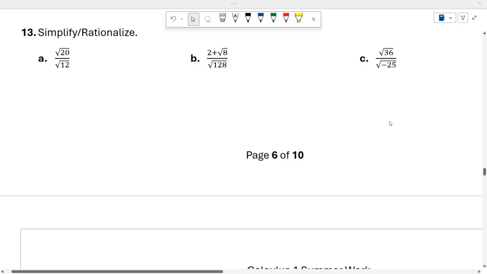Hello and welcome back to Summer Work Help for Calculus 1. In this video, we're going to be taking a look at question number 13. So 13, the directions just say simplify slash rationalize.